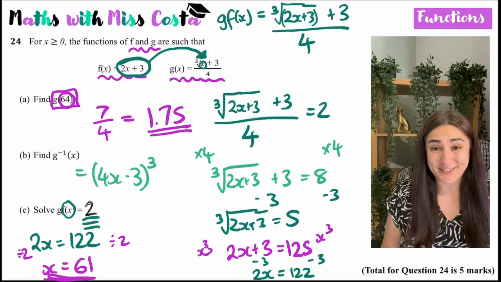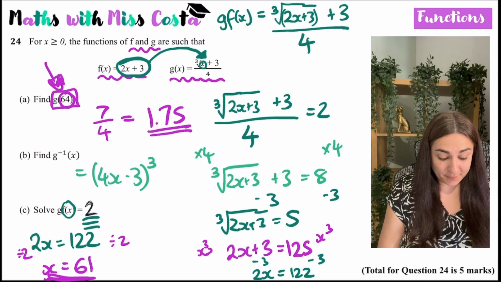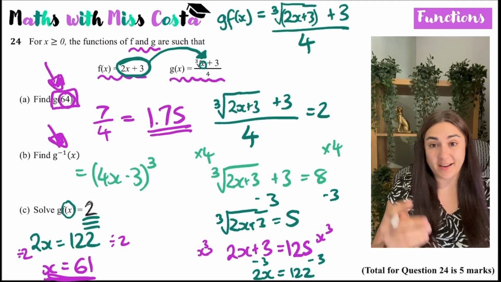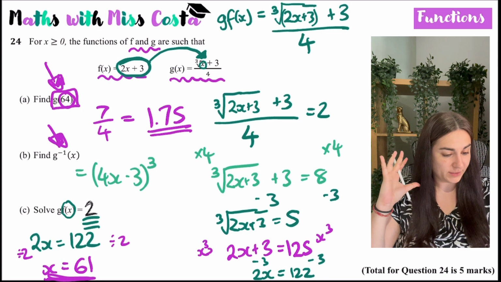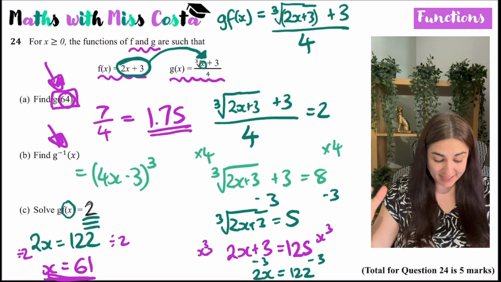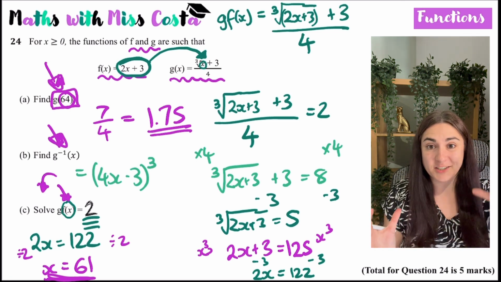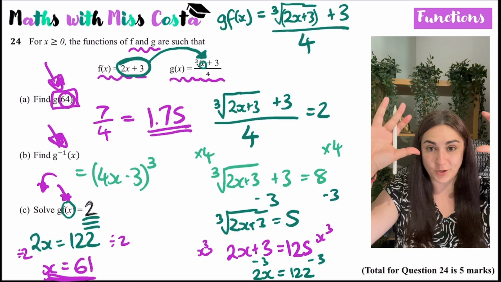Okay, so please don't let functions scare you. This type is just substituting. This type, you switch the x and the y variables, and then you solve to rearrange the subject. And for the last type, start with this and then put it inside the next one. Okay, and if you have to solve something, just make that expression equal to what you're trying to solve.